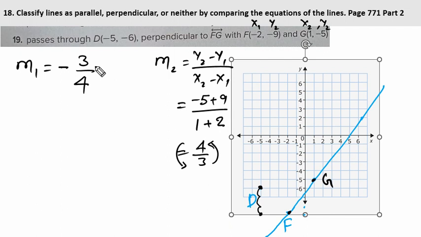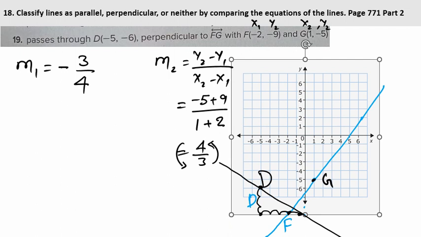And 4 units right. So this is -5, -4, -3, -2 and -1, somewhere around here. Now if you connect these dots, that will be your perpendicular line, which will pass through the point D and be perpendicular to line FG. That's how you do it.